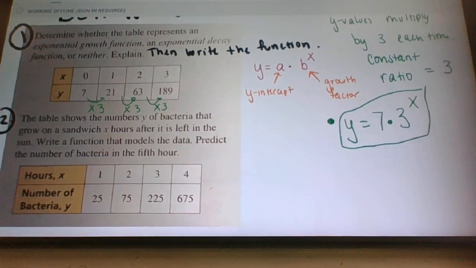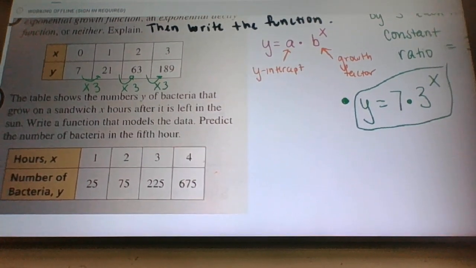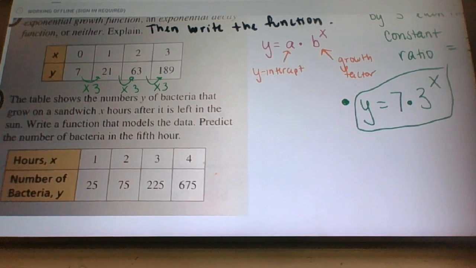Number 2. The table shows the number of bacteria that grow on a sandwich. Gross. After it's left in the sun. Gross again. Write a function that models the data. Predict the number of bacteria in the 5th hour.